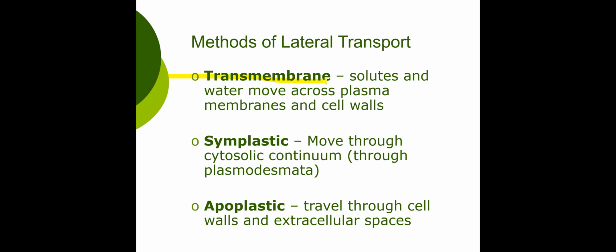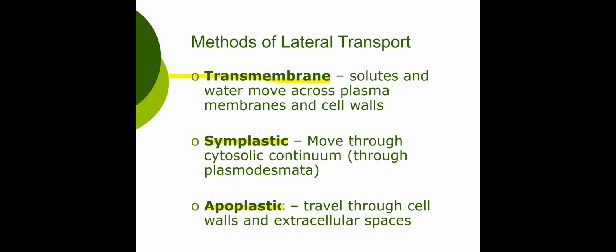It could be transmembrane, which is where you have cell walls and cell membranes, and it's literally just moving all the way across from one cell to another. Symplastic is where it moves through plasmodesmata. So remember that in that rigid cell wall are little tiny channels called plasmodesmata, and that allows for that cytoplasm to be continuous. So these plant cells are not isolated by their cell wall. They can actually still communicate and pass substances through these little tiny channels, and the cytoplasm is continuous all throughout that plant from cell to cell.